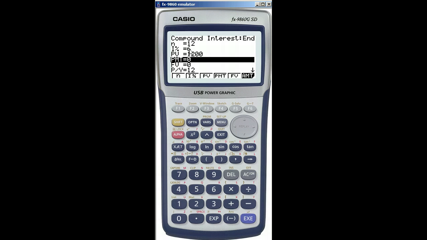Now to figure out what the payment is, we simply click on Payment. And it says the payments will be $103.28. And they're called negative because they're going out of your pocket. So that's the way this calculator carries things out. Spreadsheets do the same thing. Excel has formulas that do exactly the same thing. But when you do it this way, you don't really have an understanding of what's going on.